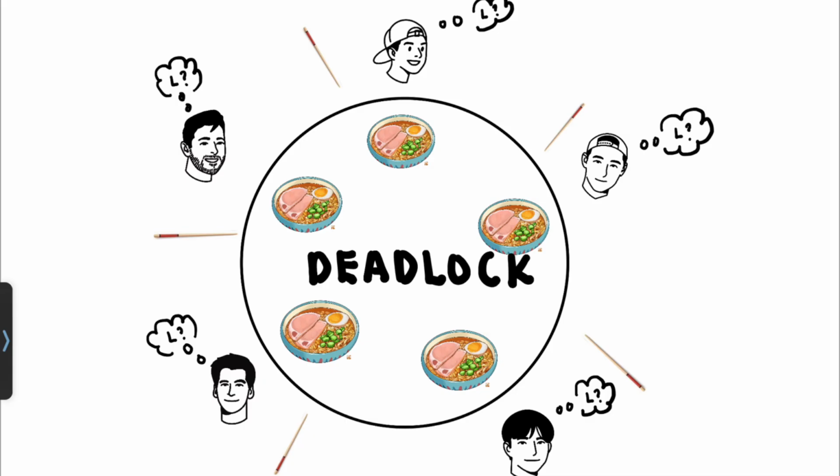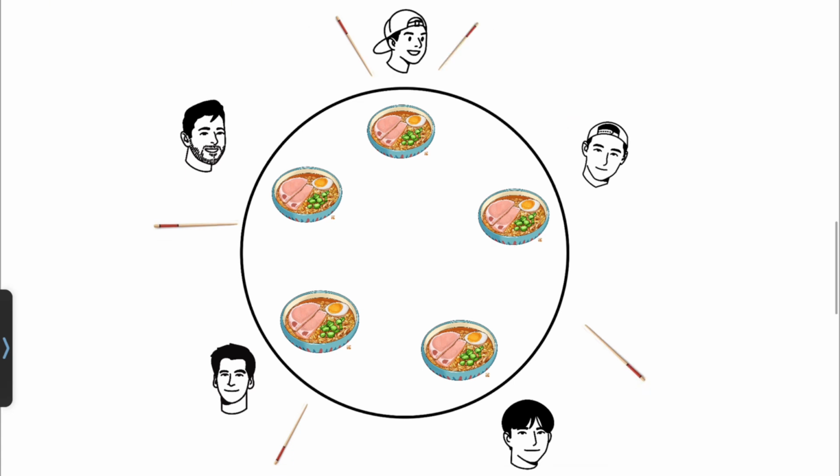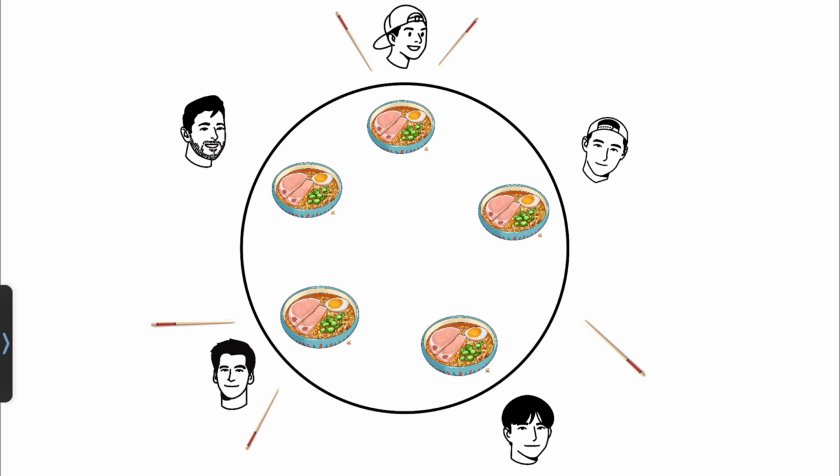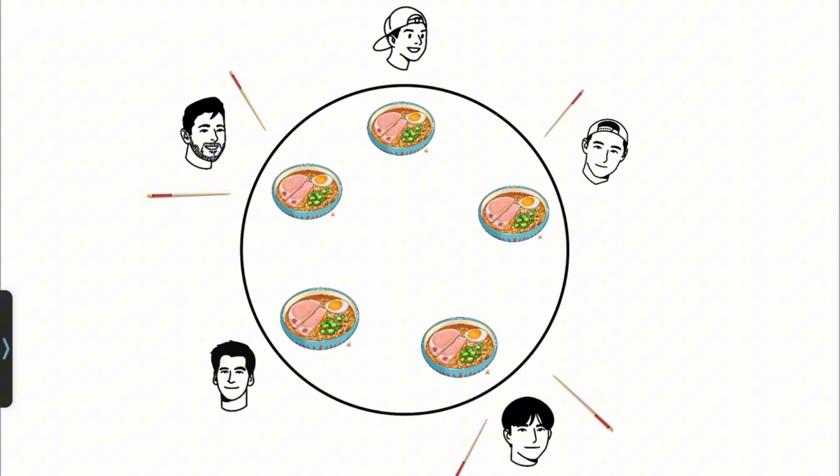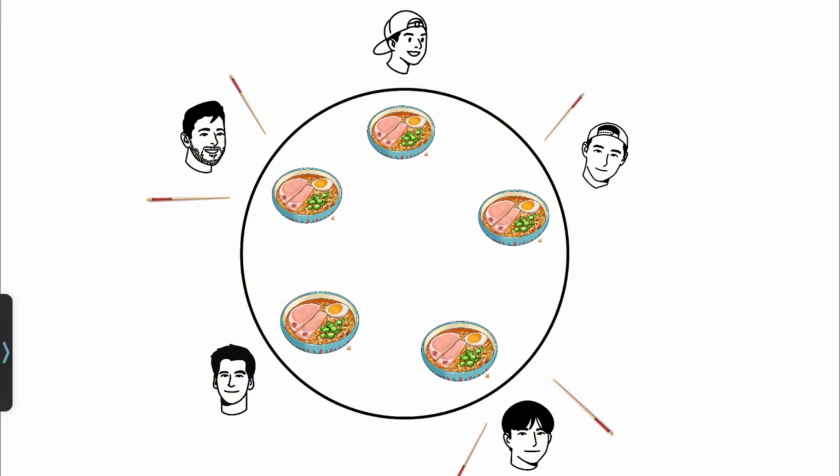So, how to solve this problem? To avoid deadlock, we need to come up with a solution that ensures that no philosopher is left waiting indefinitely. One common approach is to use a protocol where each philosopher must pick up both chopsticks simultaneously, or put down the chopstick if they cannot get both.